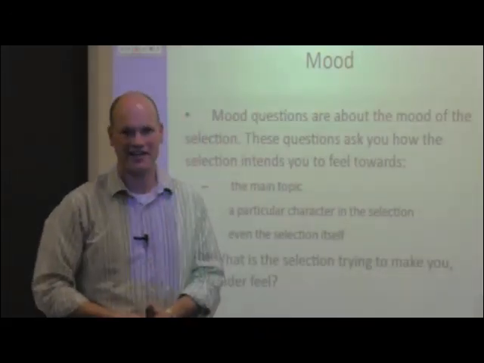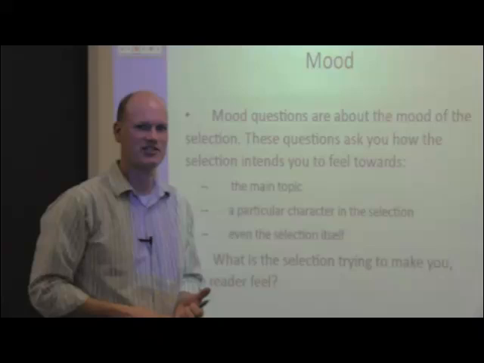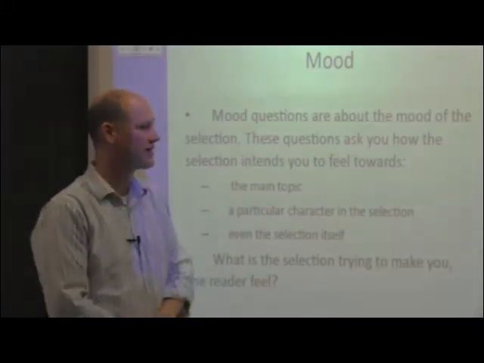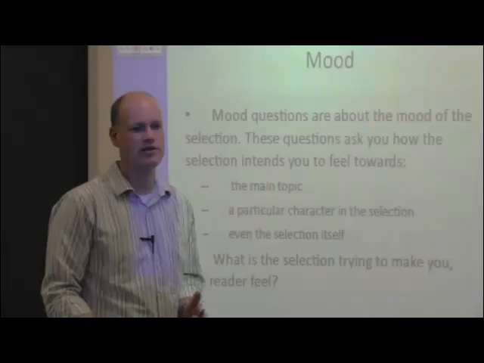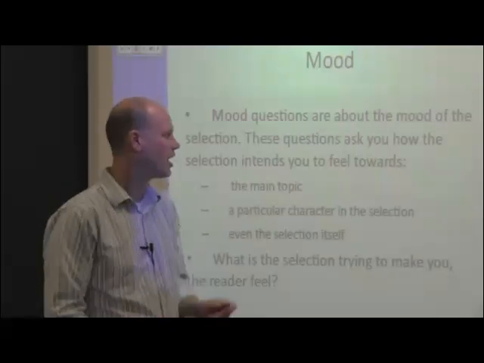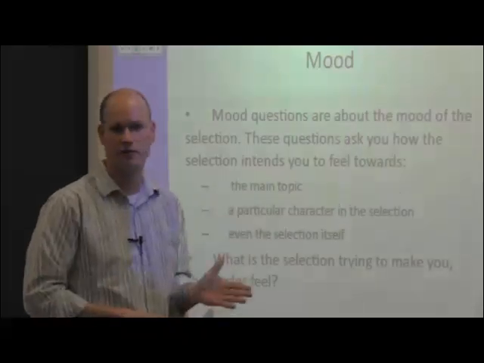Different things you want to look at when you're reading the prose fiction section. First one, mood. Mood questions are about the mood of the selection. These questions ask you how the selection intends you to feel towards maybe the main topic, a particular character in the selection, or even the mood of the selection itself in general. What is the selection trying to make the reader feel? You can expect in the prose fiction section at least one question dealing with the mood.